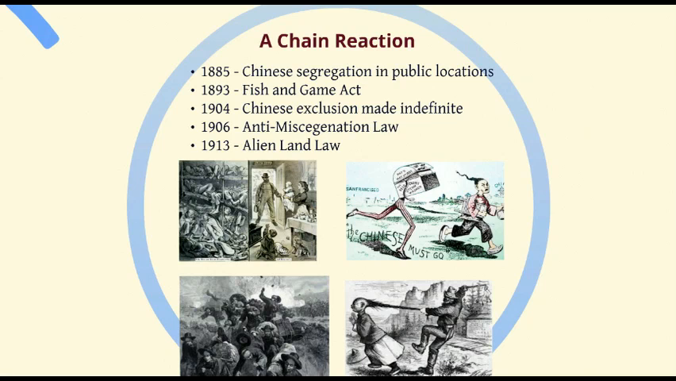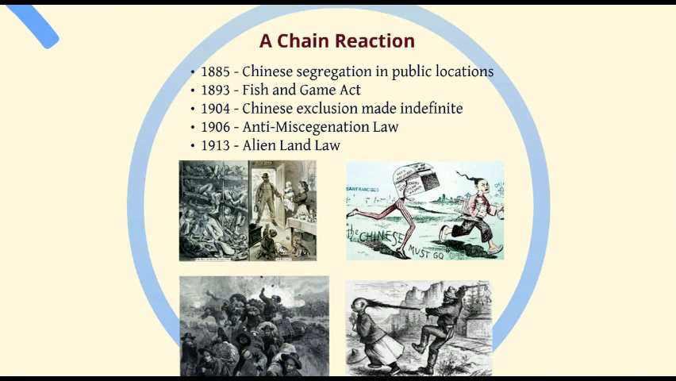So what happened is in 1885, they start to implement segregation in all public locations. Chinese students, for example, had to go to all-Chinese schools. They could not go to schools with whites. Chinese could not hang out in public parks. They had to be in separate areas. They had to sit in separate places. They had to go to separate restrooms. They had to take separate forms of transportation. Everything was separated pretty much the same way we had treated African Americans.